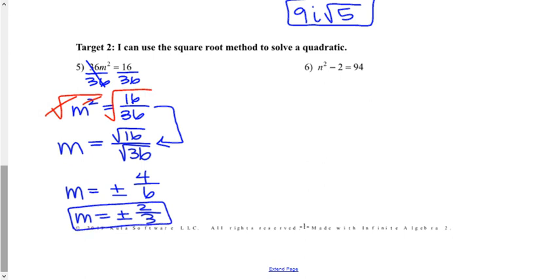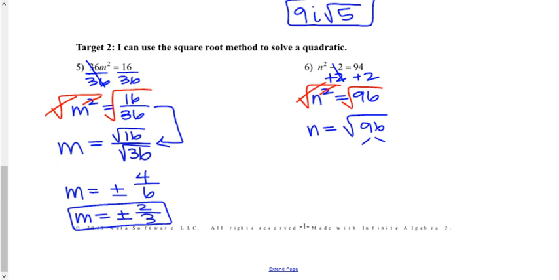All right, perfect. And then for number 6, n squared minus 2 equals 94. To get that n squared by itself, I'm going to add 2 to both sides to start, and I get n squared equals 96. Now I'm going to go ahead and undo that squaring by taking the square root of both sides. So this and this cancel. I'm just left with n on the left side. But then I have to go ahead and break down root 96 using my target 1 skills.